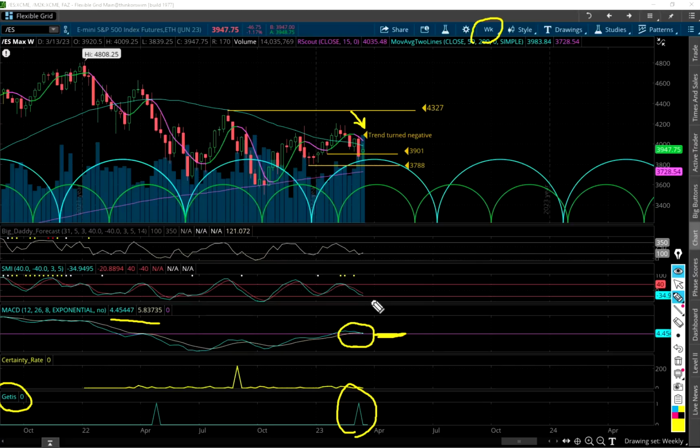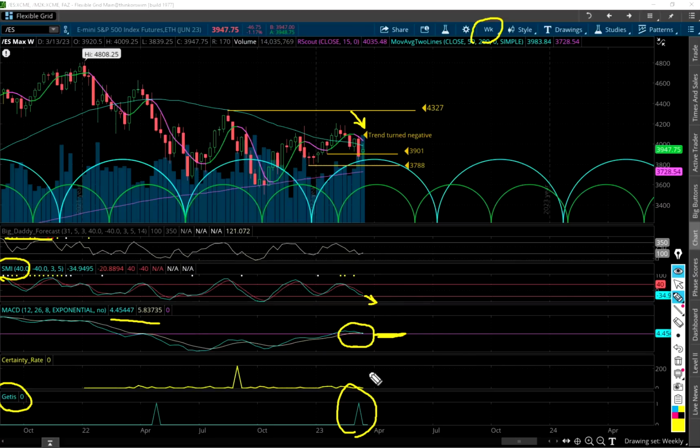Okay, but recently, the stochastic momentum index has been pointing down. I have one of my own indicators here called the Big Daddy forecast, which forecasts the market. It's kind of saying the market may have a little bounce there, but we're just going to ignore this indicator for the moment.